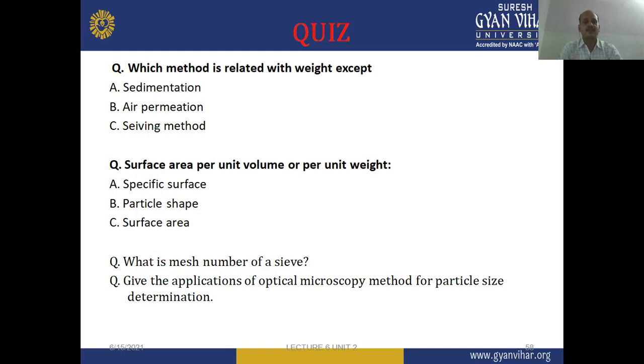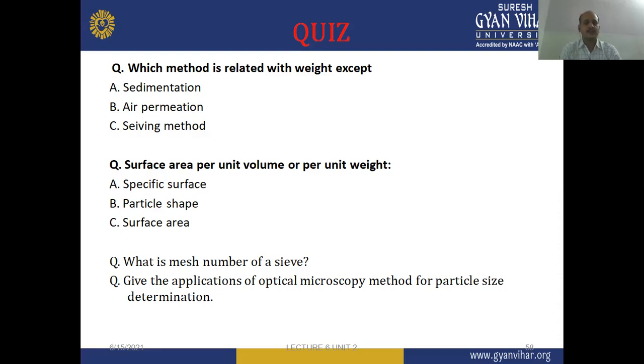So what is the exact definition of mesh number as per the standards given. In this question, you have to define what is mesh number, or why the 10 number sieve is known as 10 number sieve, and why the 100 number sieve is known as 100 number sieve. And on which basis we can say that the 10 number sieve is larger than the 100 number sieve. So what is mesh number of a sieve and how it is defined.